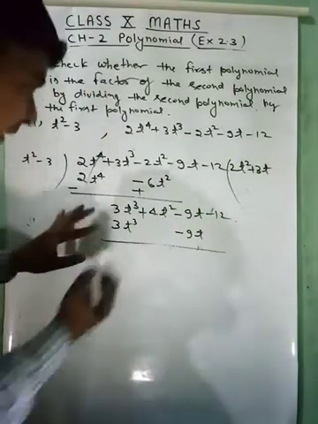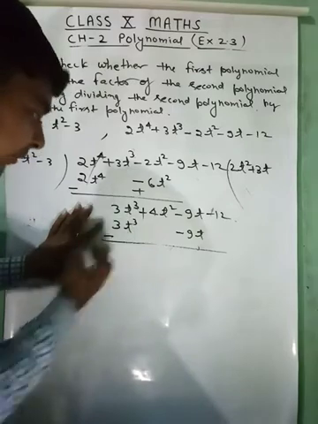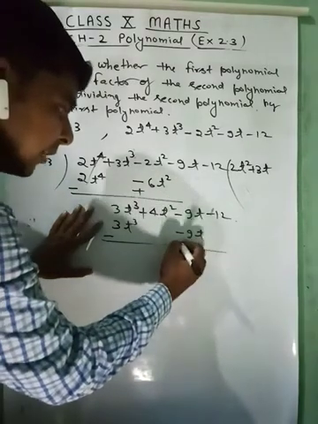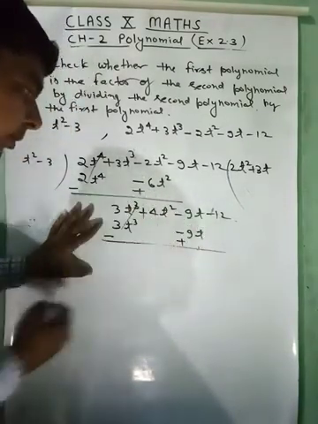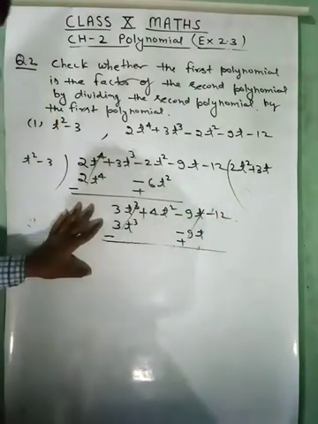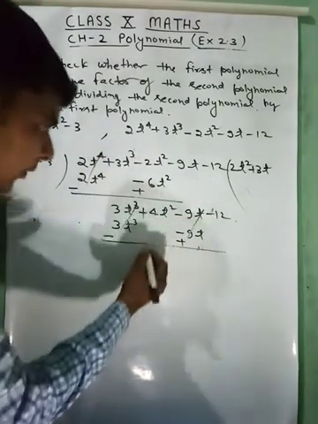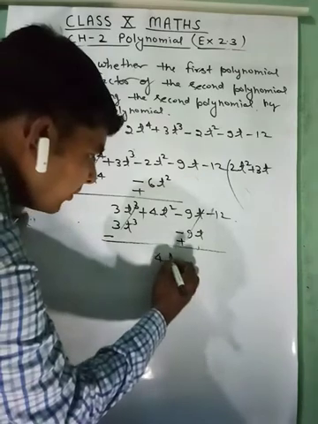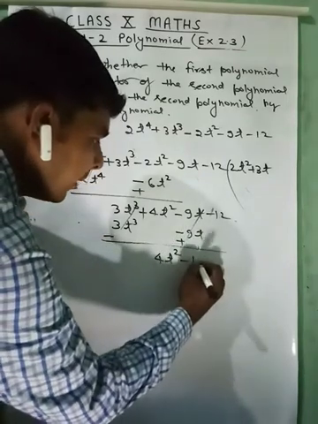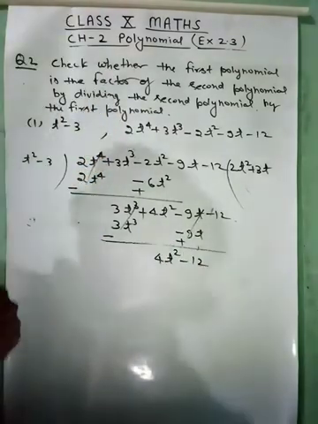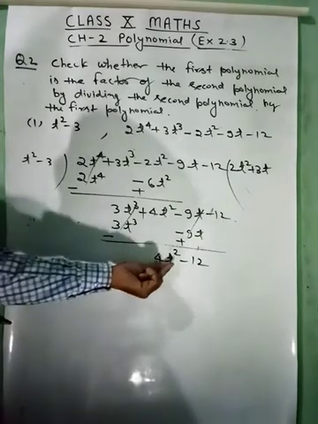Now we will draw a line. It is a positive sign, positive sign. Sign will be changed negative, negative sign, negative sign. It will be changed positive. This will cancel, this will cancel. Clear? Which is left? 4t square minus 12. Now we have to remove 4t square.